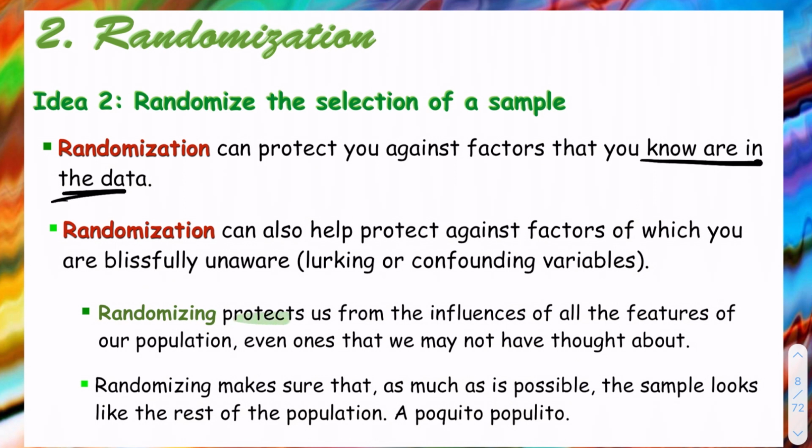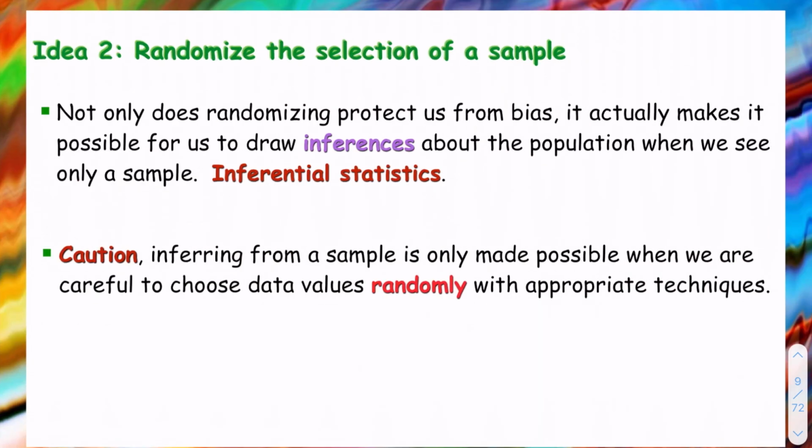Randomizing protects us from the influences of all of the features of our population, even ones that we may not have thought about. And randomizing makes sure that, as much as possible, the sample looks like the rest of the population. A poquito papilito. So not only does randomizing protect us from bias, it actually makes it possible for us to draw inferences.